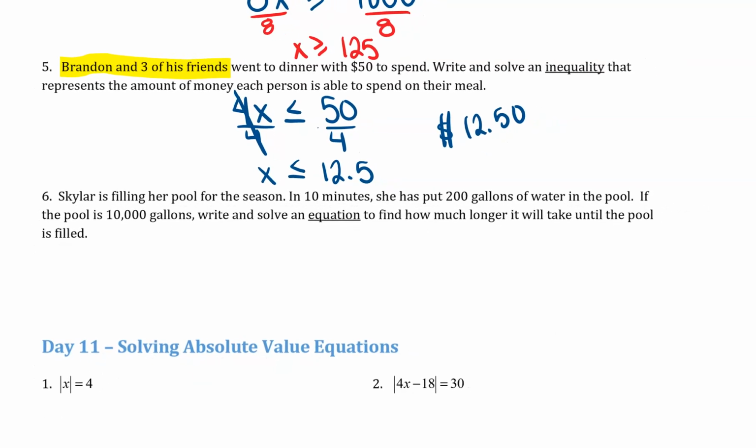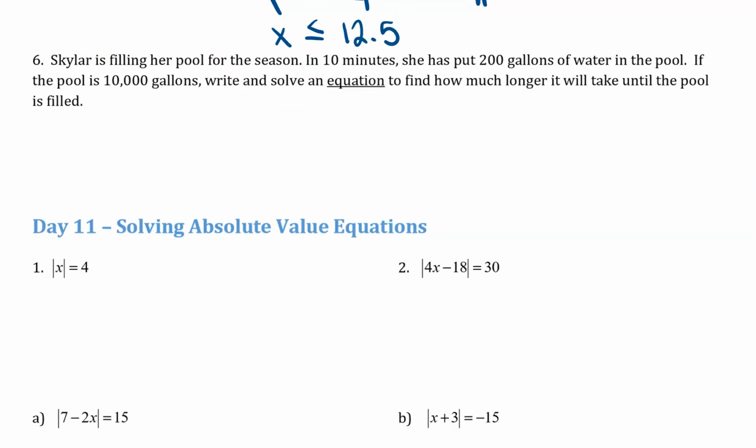All right, last problem. Again, take a second, read this to yourself, and then we'll come back and do it together. All right, Skylar is filling her pool for the season. In 10 minutes, she has put 200 gallons of water in the pool. If the pool is 10,000 gallons, write and solve an equation to find how much longer it'll take until the pool is filled. So there's a lot of kind of interesting information in here.